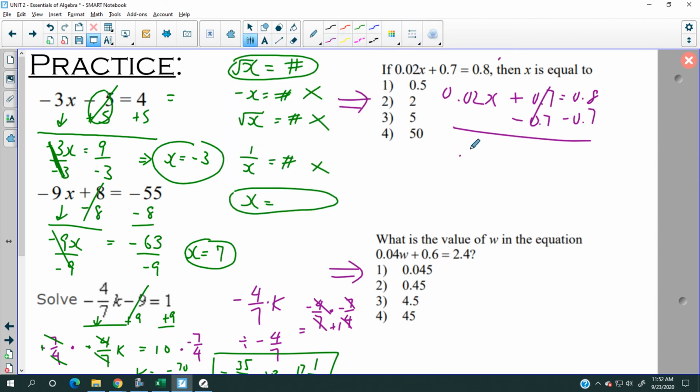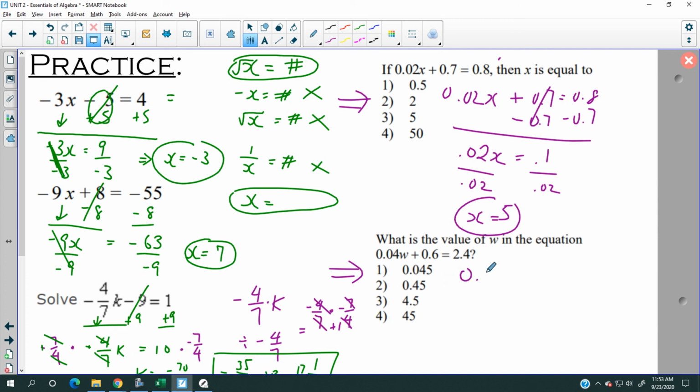Okay, 0.02x equals, what is that? So 0.1. 0.1 divided by 0.02. You can use your calculator here. Remember, you can use calculators for the entire test. Let's see, 0.1 divided by 0.02, not 0.2, 0.02. Yeah, so that's 5. All right, last question, and we're done.